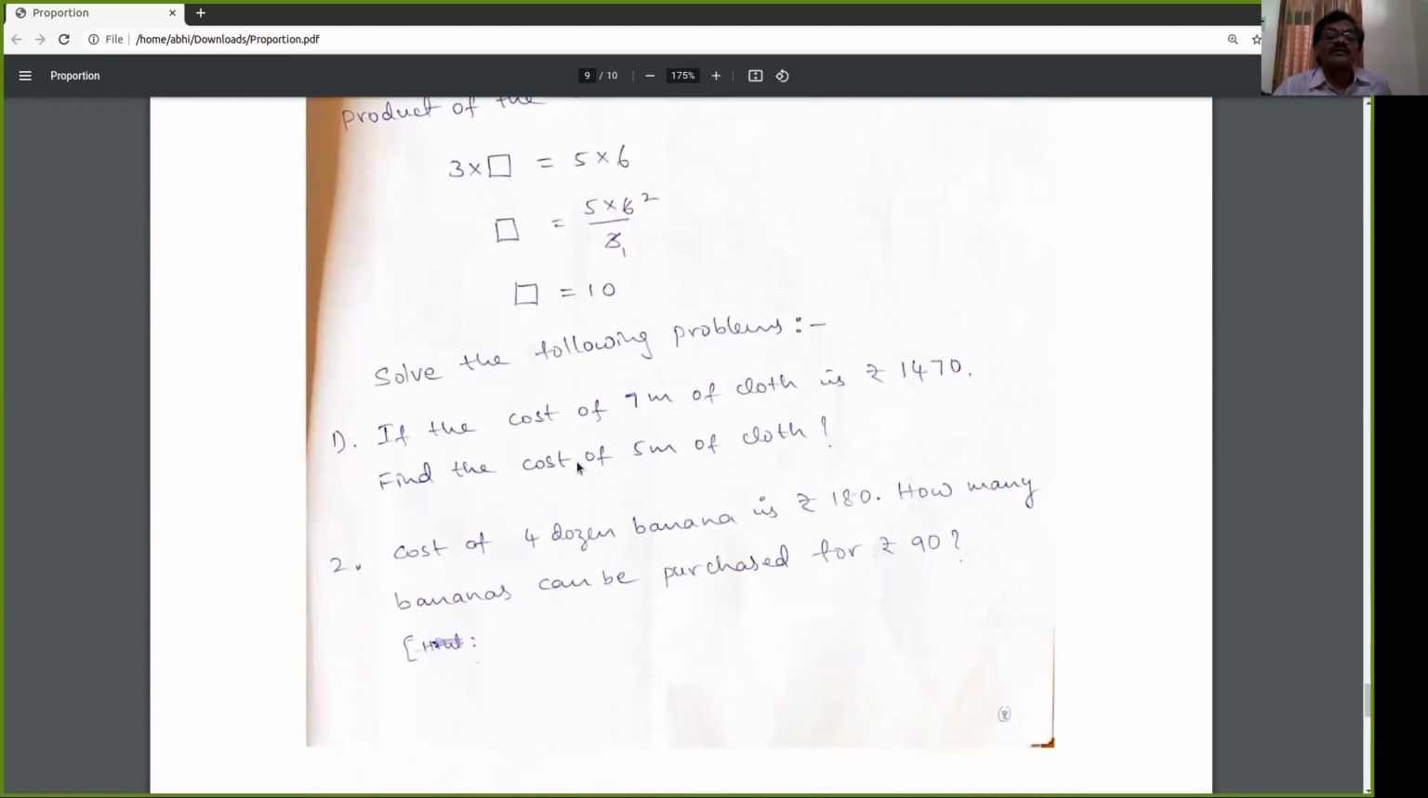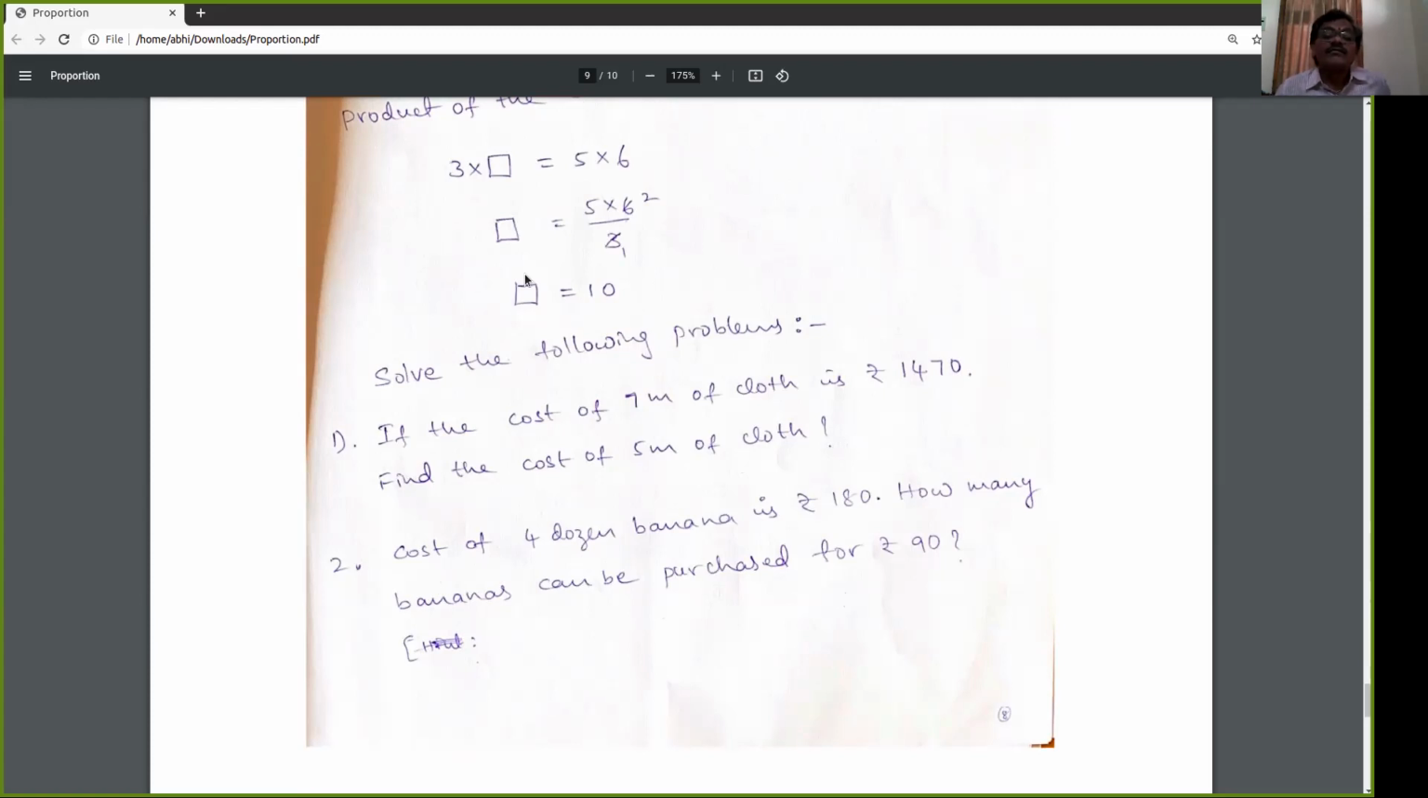Next, homework. Solve these problems. If the cost of 7 meters of cloth is rupees 1470, find the cost of 5 meters of cloth. And the cost of 4 dozen bananas is rupees 180. Then how many bananas can be purchased for rupees 90?